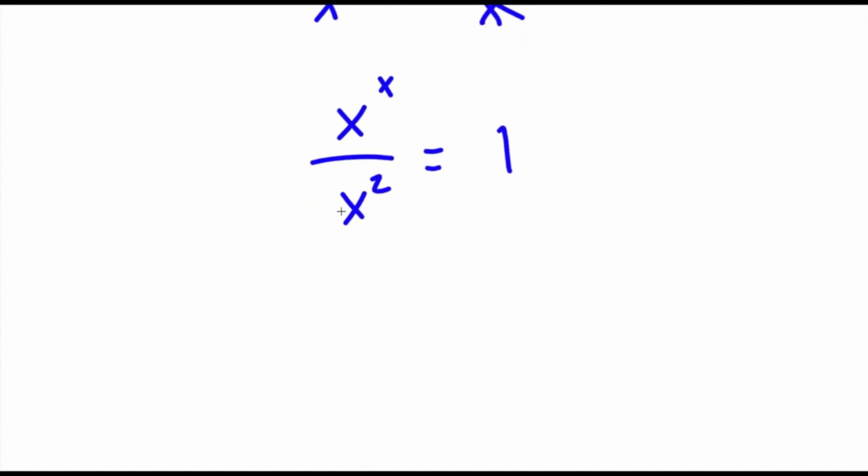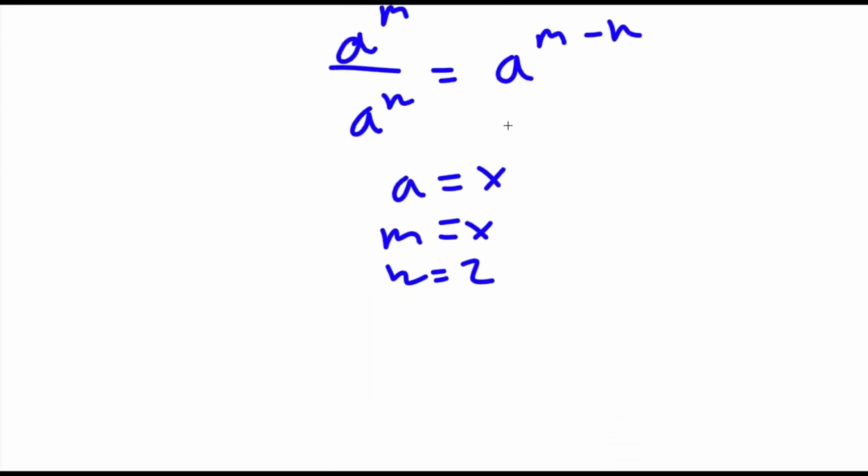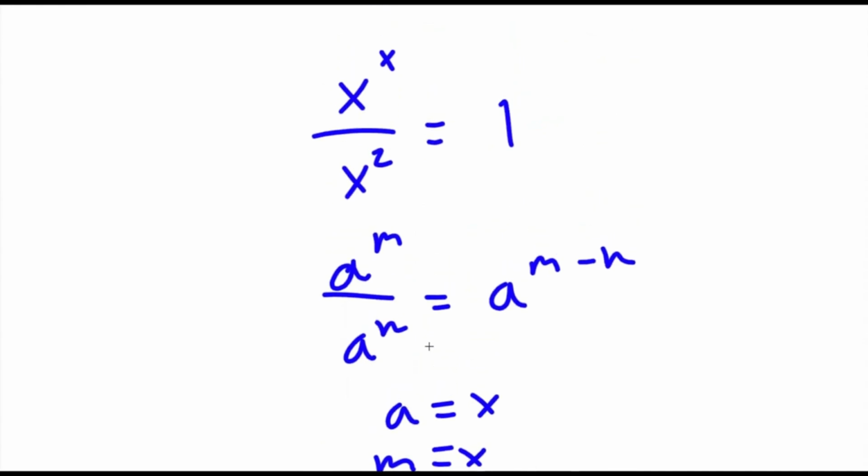Now, if I have something in the form a to the power of m over a to the power of n, this is equal to a to the power of m minus n. So in this case, a is equal to x, m is equal to x, and n is equal to 2. So I'm going to put this in the form a to the power of m minus n, which in this case a is x, so I have x to the power of m minus n. So x to the power of x minus 2, and this is equal to 1.